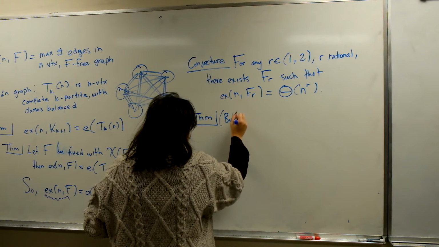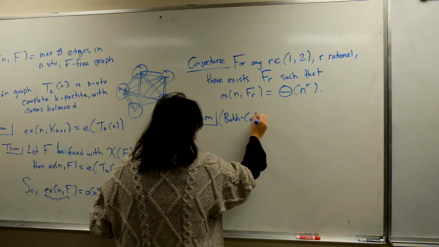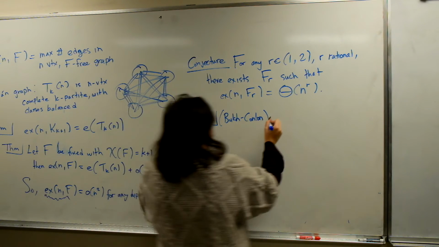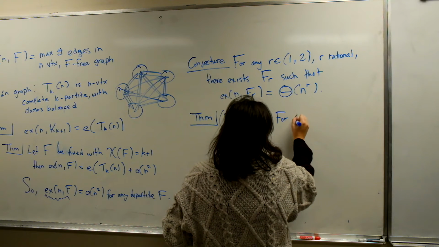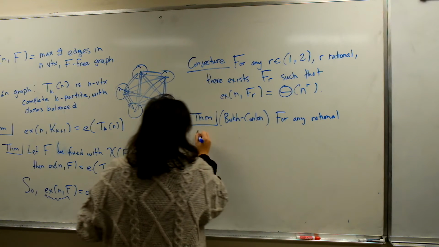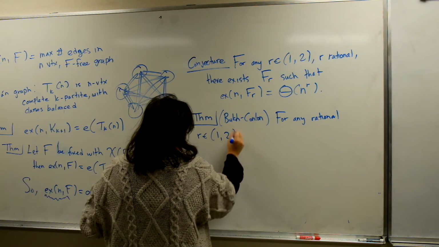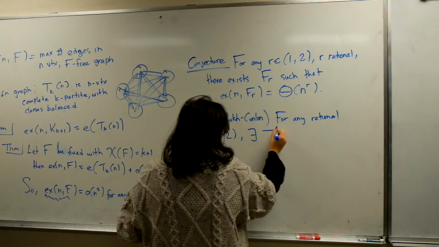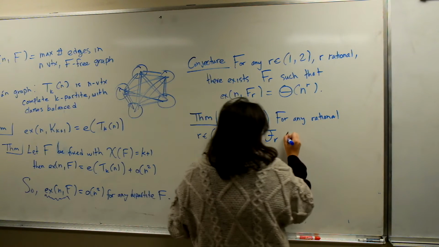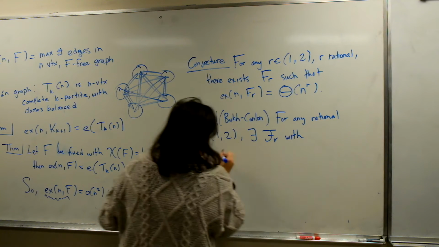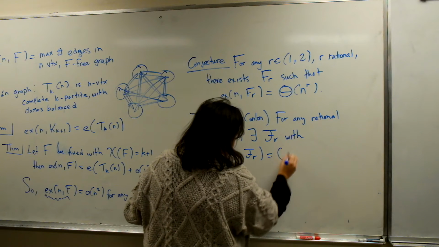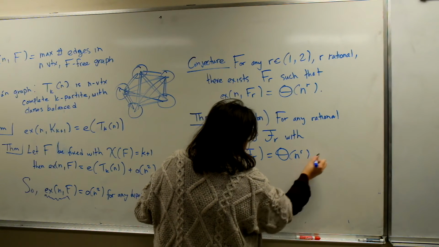Bukh and Conlon, I think the paper was published in 2015, showed that for any rational r in the 1-2 interval, there exists a family, script F_r, with ex(n, script F_r) is theta of n to the r.